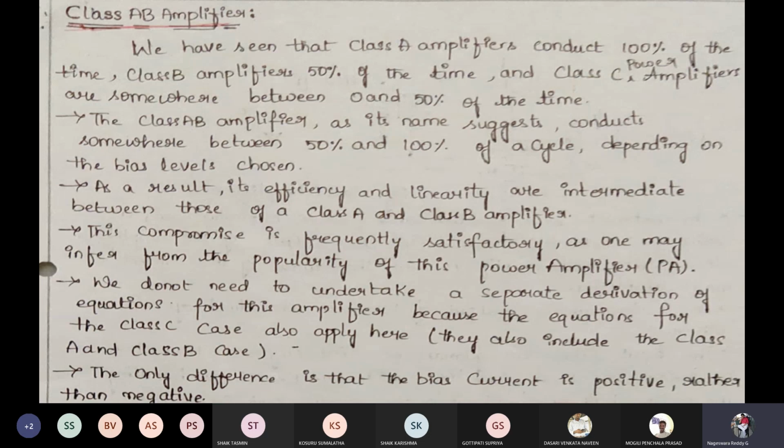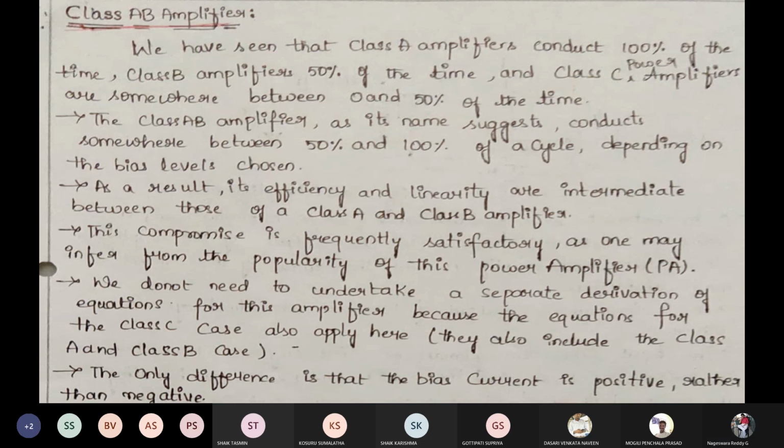If the transistor dissipates no power, the efficiency must be 100%. In case of class AB amplifiers, the efficiency is in between A and B. In case of the class D amplifiers, the efficiency is 100%. So as a result, the efficiency and linearity of class AB are intermediate between the class A and class B amplifiers. This compromise is frequently satisfactory, as one may infer from the popularity of this power amplifier.